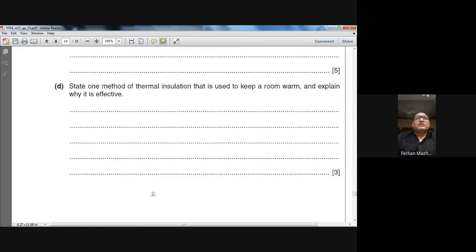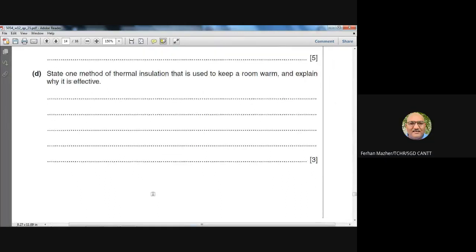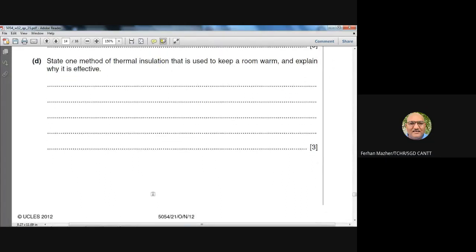So the next question is B part. State one method of thermal insulation that is used to keep a room warm and explain why it is effective. For example, there are many ways by which, if you are in a cold climate and you want to keep the room hot, there can be many methods. One method is we put carpets on the floor because the heat is absorbed by the cold ground.